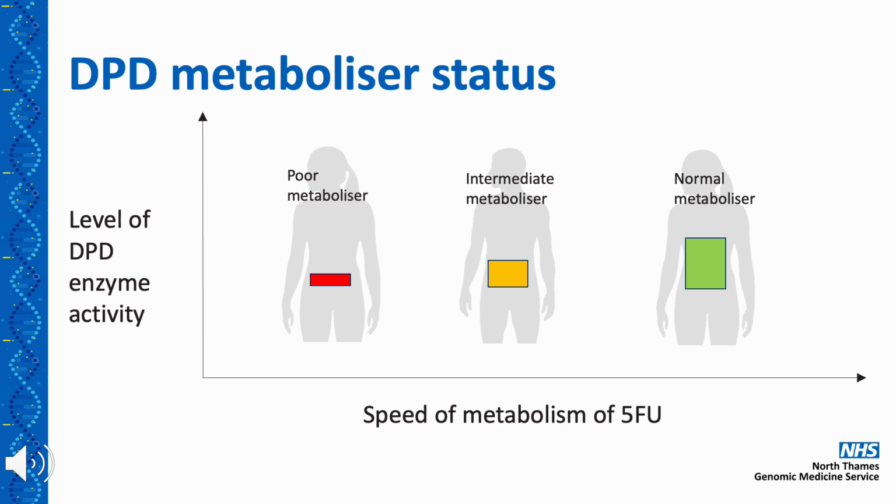This graph shows speed of metabolism of 5-FU on the x-axis and the level of DPD enzyme activity on the y-axis. As you move from left to right, you see that individuals with lowest DPD enzyme levels, or poor metabolizers, have a reduced speed of metabolism compared with normal metabolizers on the right, those with a standard level of DPD.